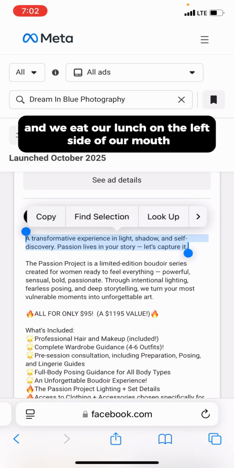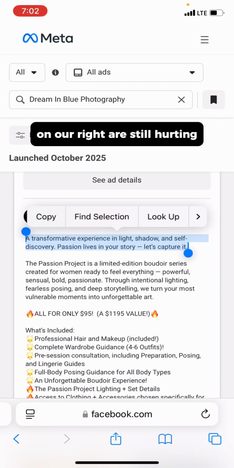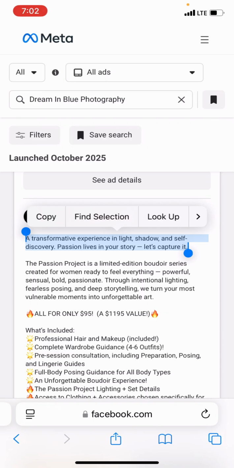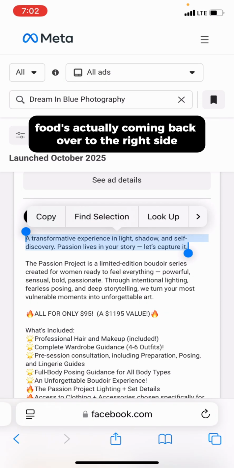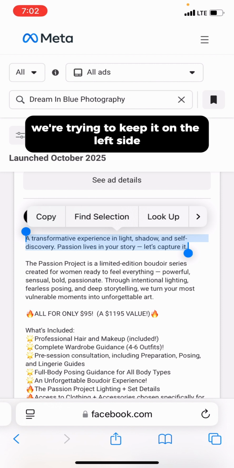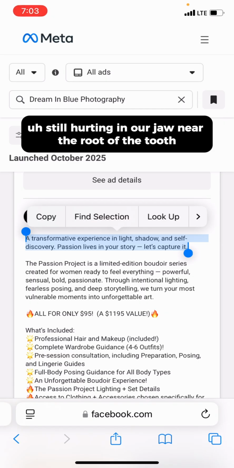and we eat our lunch on the left side of our mouth, because we learned from this morning. And we're chewing, and the teeth on our right are still hurting, like they're still touching a little bit even though we're biting on the left side. And because of muscle memory, food's actually coming back over to the right side, even though we're trying to keep it on the left. There's just even more pain at that point, still hurting in our jaw near the root of the tooth.